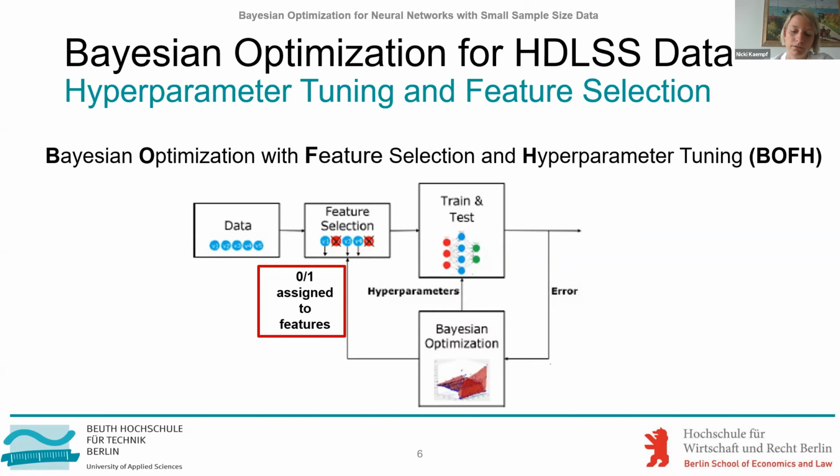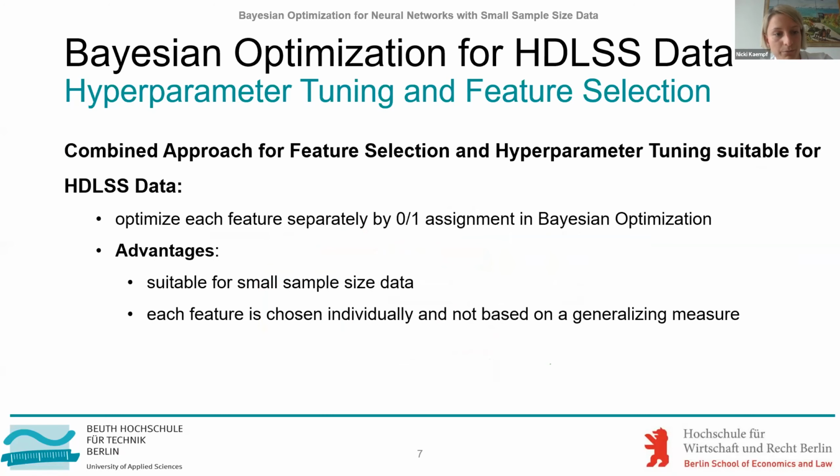So let's sum up the main ideas of this BOF approach. Each feature is separately optimized by assigning a 0 or 1 in the Bayesian optimization. And therefore, this approach is also suitable for small sample size data. And again, it is not based on a generalizing measure, so we look at each feature individually. Now, this is the theory part. Let's have a look at whether this BOF approach is also working well on real-world data.